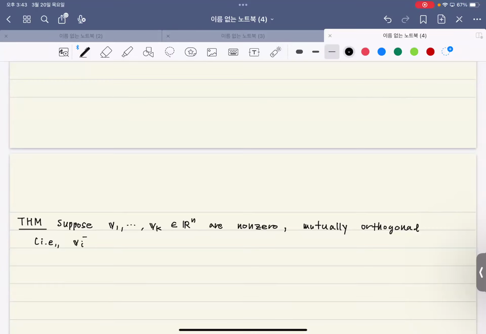I have two subspaces of ambient vector space V. These are subspaces of V. We say these two subspaces are orthogonal if the inner product of v and w is equal to 0 for all v and w. So this is our definition of two subspaces being orthogonal.